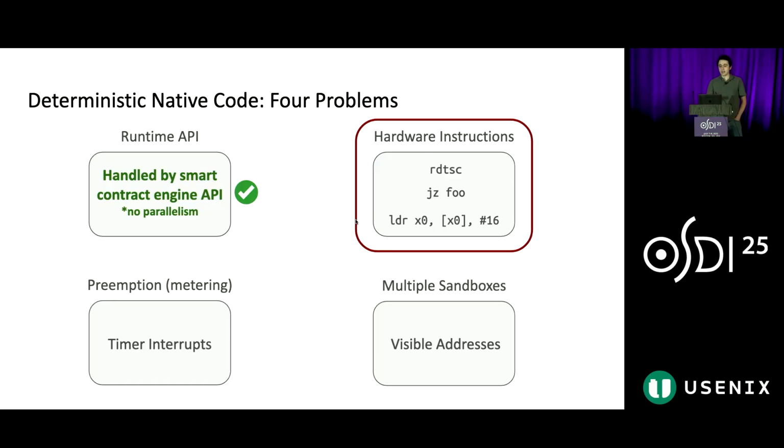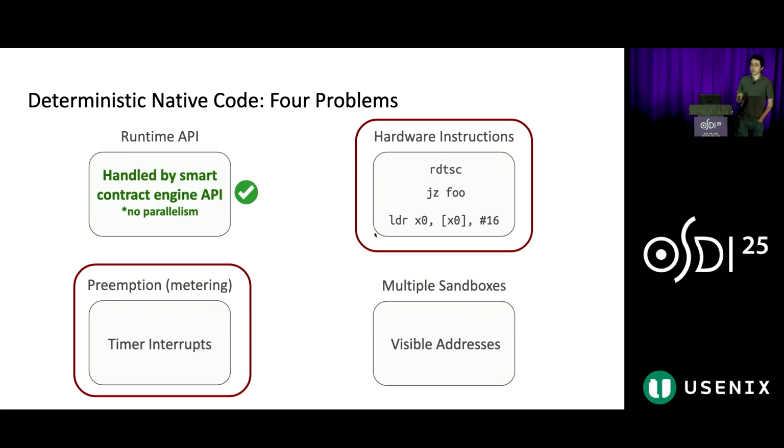And then on ARM, this is an example of a load instruction that is specified by the ISA to be unpredictable. It can put any value in the X0 register after running this instruction. Now, there's also a problem with preemption. We don't want to allow the programs to run forever, and the usual mechanism for this is a timer interrupt, but that's not deterministic, so we're going to have to do something special to handle that.